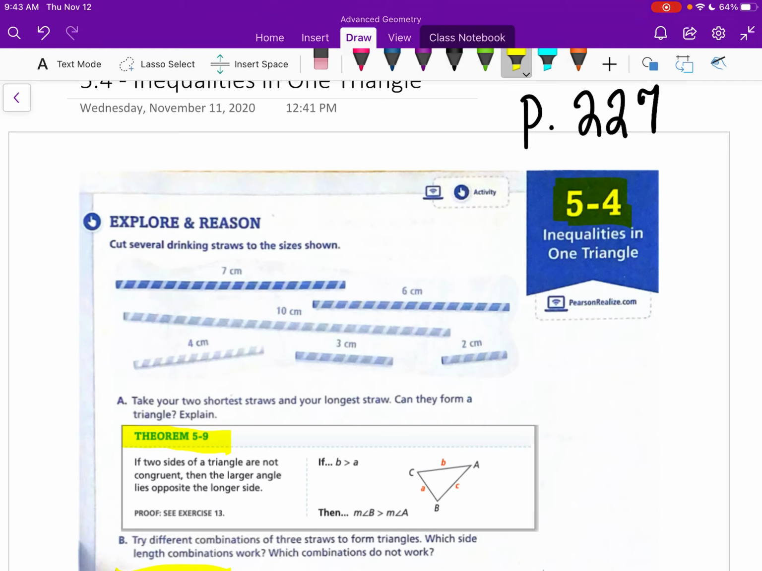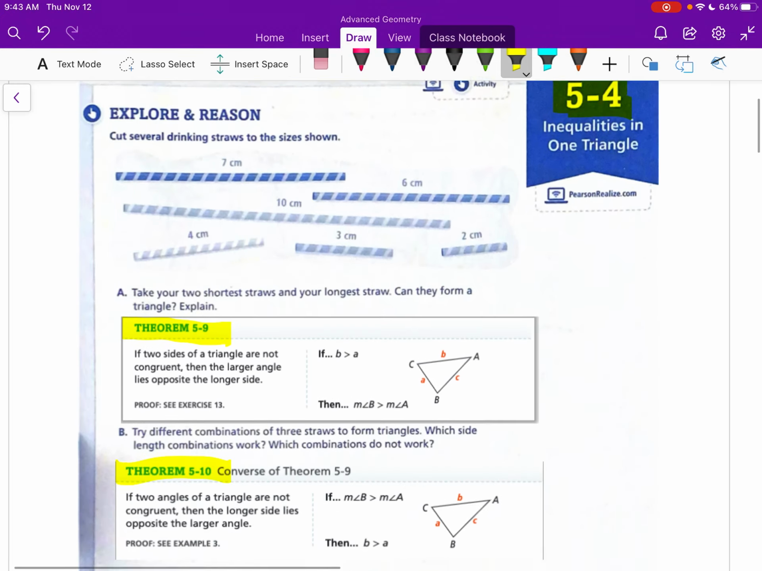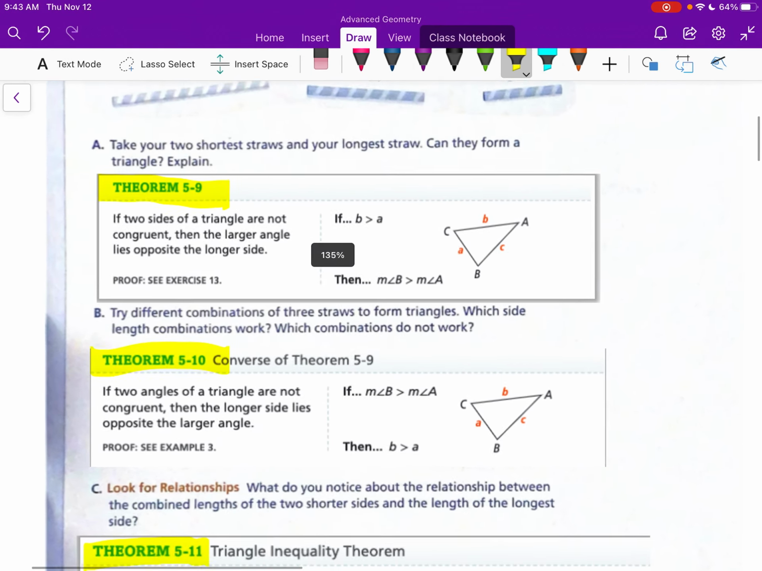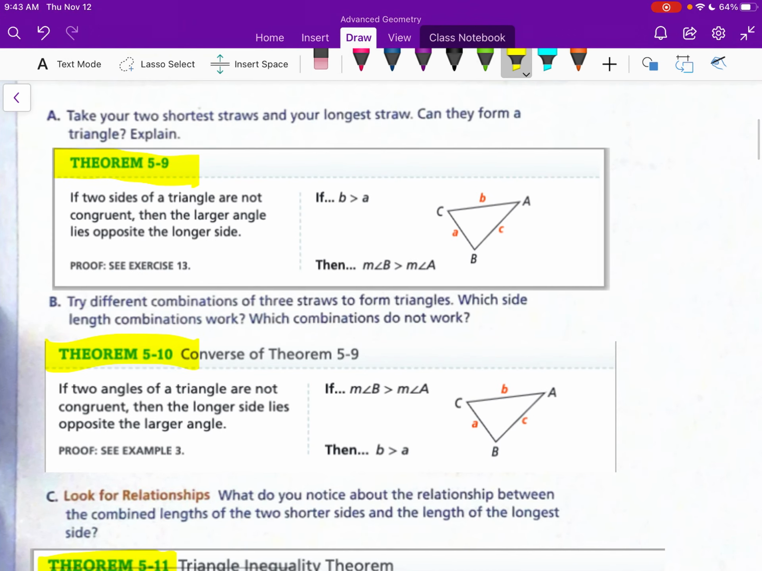And it's about inequalities in a triangle and truly just how a triangle is formed and what we must know about their side lengths. So on your Explore and Reason page, I want you to pause and jot down our two theorems that we see here. Theorem 5.9 and the converse of it real quick.